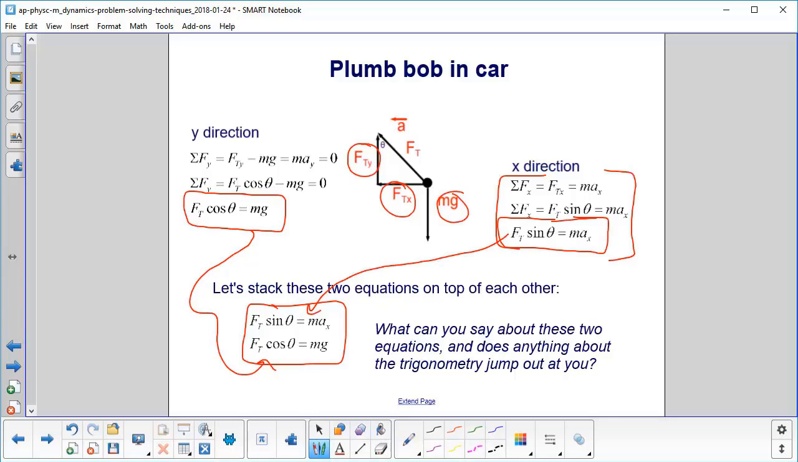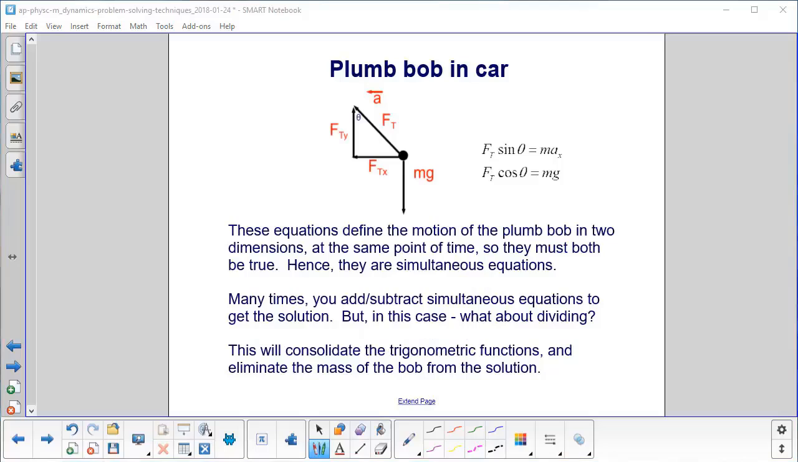What can you say about these two equations? And does anything about the trigonometry jump out at you? Both of these equations define the motion of the plumb bob in 2 dimensions at the same point in time, so they must both be true. Hence, they are simultaneous equations, or a system of equations, or whatever you call it. And many times when you try and solve them, you add or subtract the equations to get the solution.